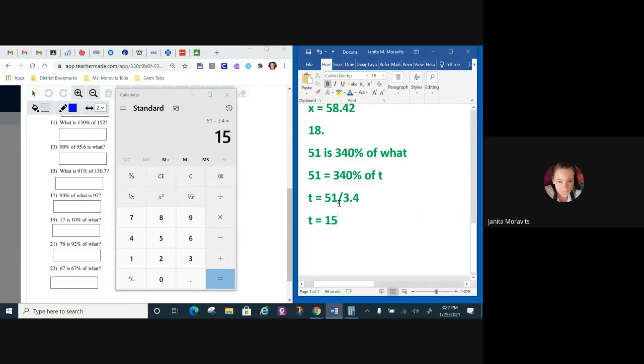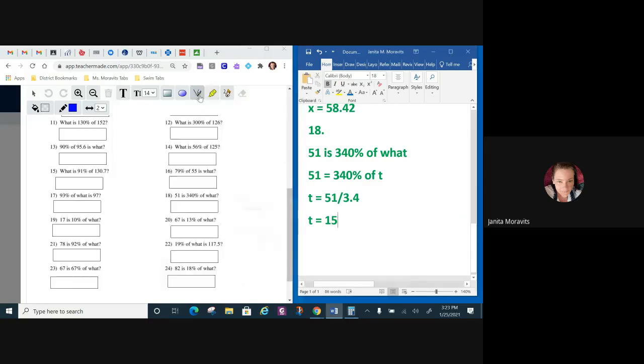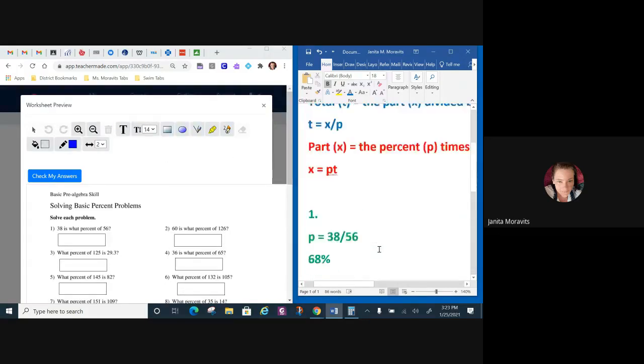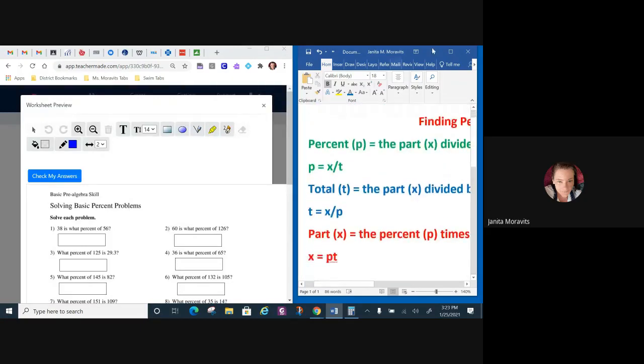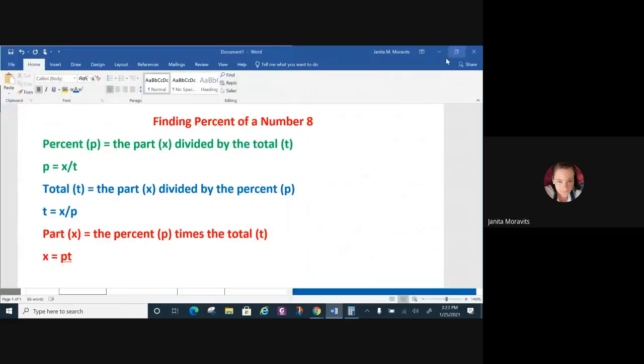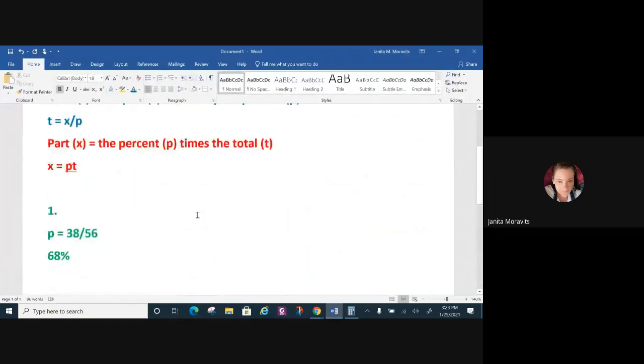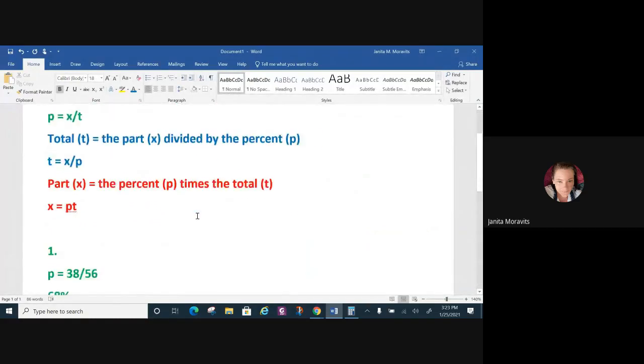Keep in mind that 340% is way more than 100%, so your total is not as big as what you had for your part. Don't let that confuse you. That is how you work the problems on this page. I've given you one of each kind, and I've put up here how to find the different types of problems. You have examples, and you have these right here.